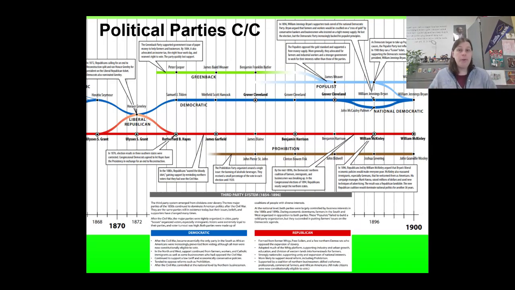The other thing to know about the Gilded Age is that this is another era where we're going to see some third parties pop up. Usually we see a lot of third parties in eras where there are big reform movements going on, so this is a hint that we're heading towards the Progressive Era. You can see them on the slide here.